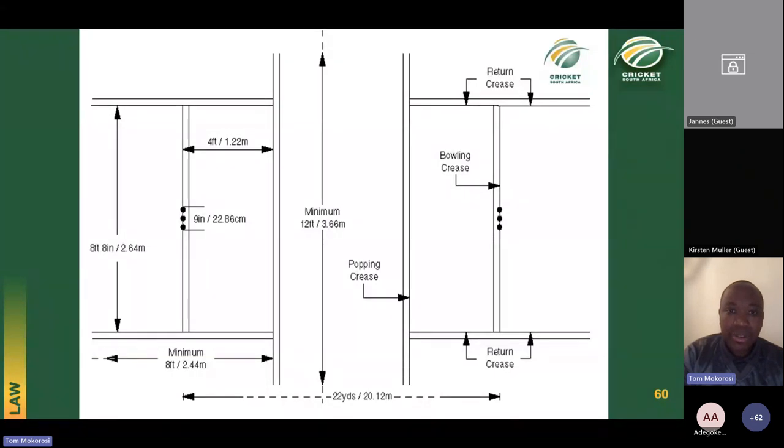Finally, on this diagram, right at the bottom, reminder, very important, it's in the exam: the length of the pitch from one bowling crease to the other, or from one middle stump to the other, is 20.12 meters.